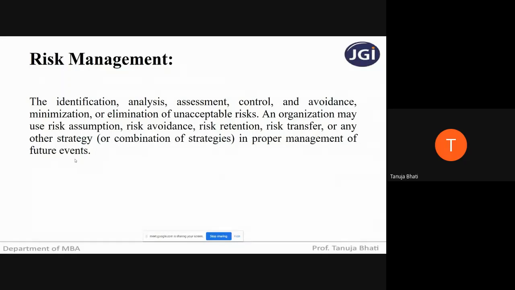Next risk can be interest rate risk. What happens in interest rate risk is the interest rates keep on fluctuating.